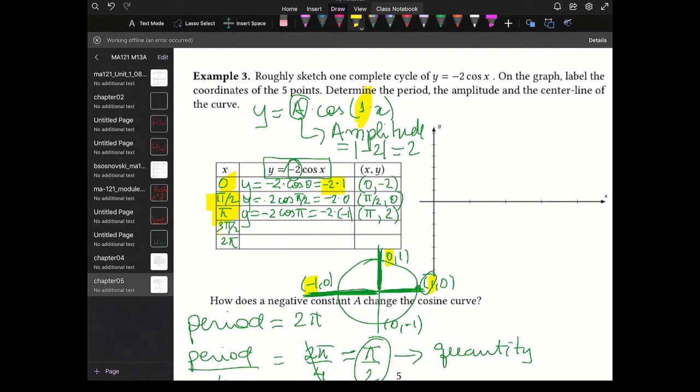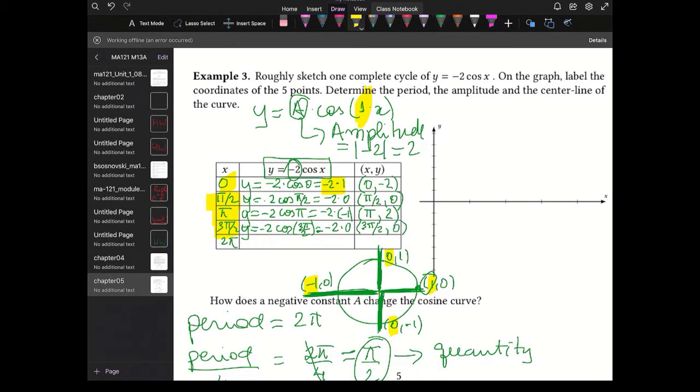The next angle, 3 pi over 2. Now, the terminal side is down here. Cosine of 3 pi over 2 is 0. So in my computations here, I have y equals -2 cosine of 3 pi over 2. So the result is -2 times 0 from the unit circle. So this result is 0. So the point for the graph is 3 pi over 2, 0.